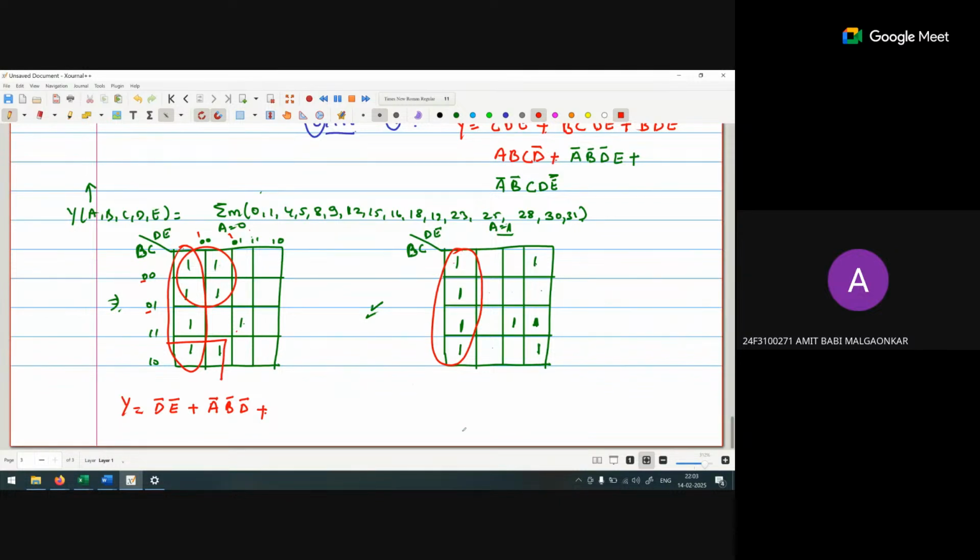Sir, in the second matrix, the last one is 24. No, we don't have any 24 here. And 20 also, sir, you also circled. Wait a minute. 16, 17, 19, 18. Okay, 20 is not there. Okay, this term is not there.